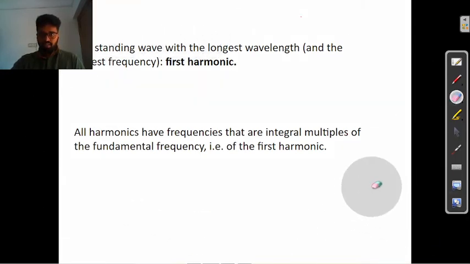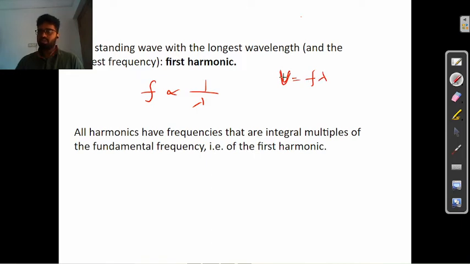When a standing wave is formed with the longest possible wavelength, when resonance is observed and that particular resonance has the longest possible wavelength, it is called the first harmonic or fundamental harmonic. Also remember, frequency is inversely proportional to wavelength. From the formula v = fλ, since the velocity of a particular wave remains constant in the same medium, frequency is inversely proportional to wavelength. So for the first harmonic, you have the longest wavelength or lowest frequency.